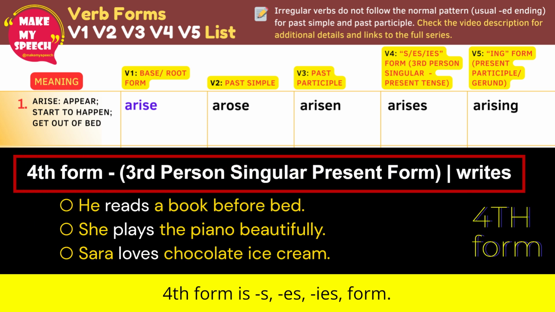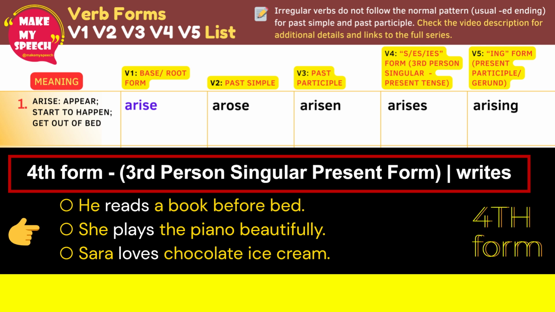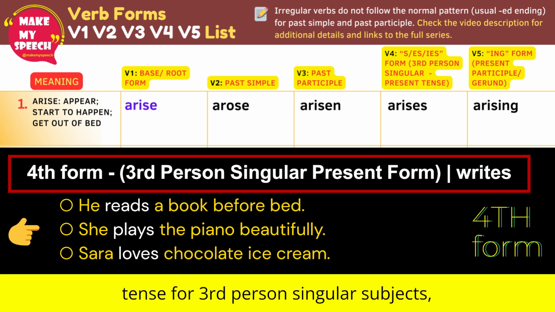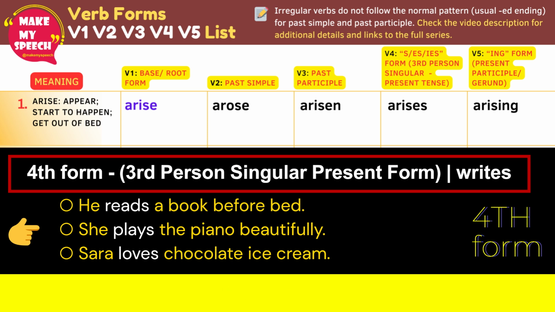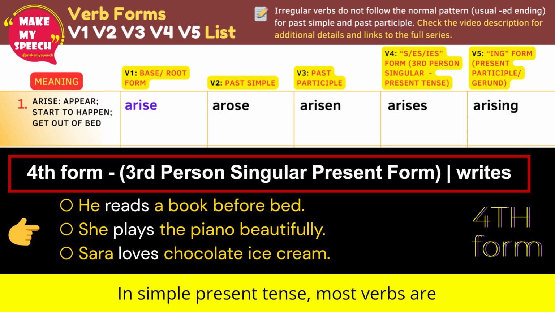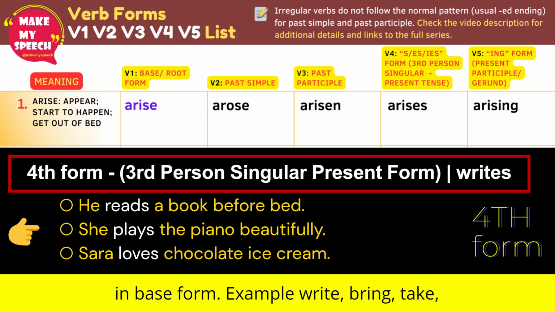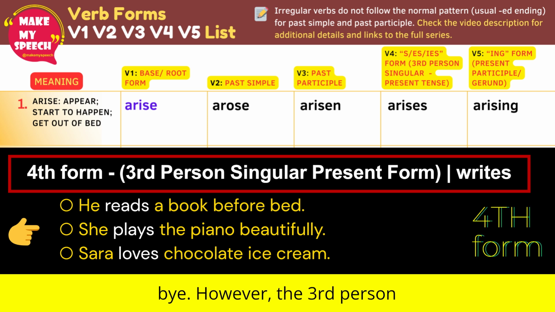Fourth form is the s, es, ies form. We see this verb form in present simple tense for third person singular subjects, he, she, it, etc. This form often ends in s or es. In simple present tense, most verbs are in base form, example write, bring, take, buy. However, the third person singular subject, example he, she, it, Sarah, my friend, etc., takes an s at the end of the verb. Example write becomes writes.